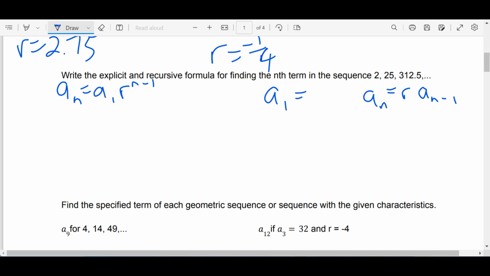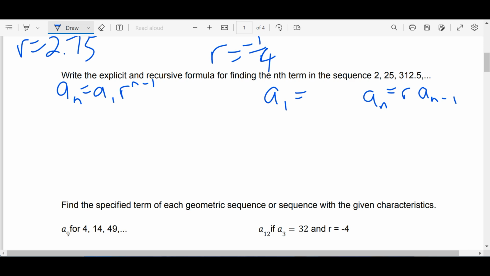So we are going to write the explicit formula and recursive formula. Now they look a little bit similar to what we did in class for arithmetic. It's going to be a sub 1 times r to the n minus 1 power for your explicit over here on the left. For recursive, you need to write what a sub 1 is and then tell me what r is, and then it's going to be a sub n minus 1, a sub n. So let's do it. Let's go to solving.